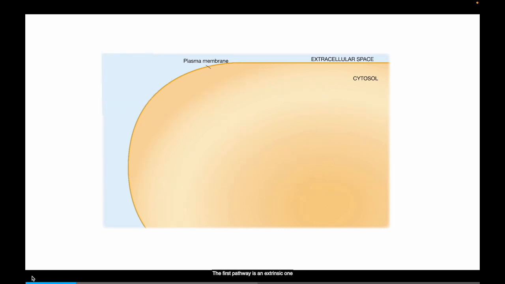The first pathway is an extrinsic one that begins when a cell death signal is received from outside the cell. These can be delivered in a number of ways, through a variety of different death receptors. Here we see a cell death ligand on the surface of a cytotoxic T lymphocyte engaging with the death receptor on a target cell. The binding of this ligand causes receptor subunits to aggregate and recruits pro-caspase 8.